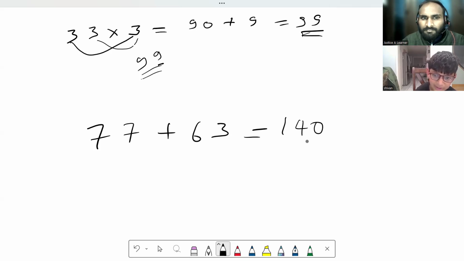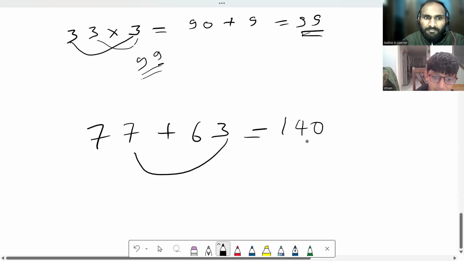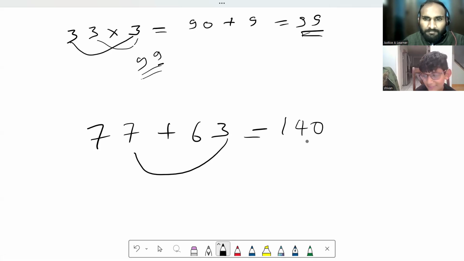77 plus 63. You do 3 plus 7 is 10. Carry the 1. Then 7 plus 6 is 13, plus 1 is 14. There is another perspective to see this question. Look at this, Shivan. There is another perspective to see this question.